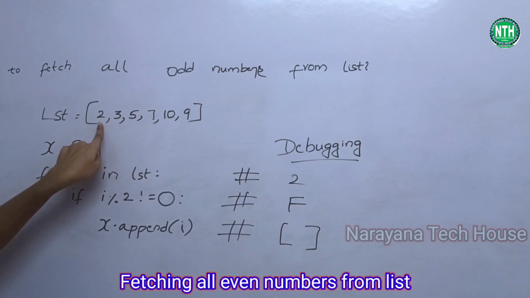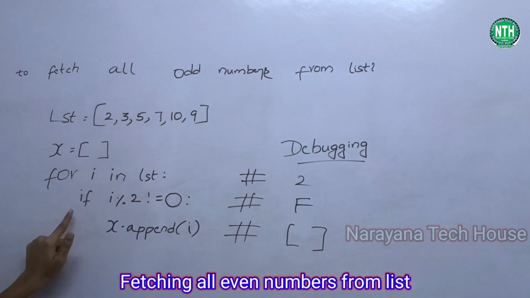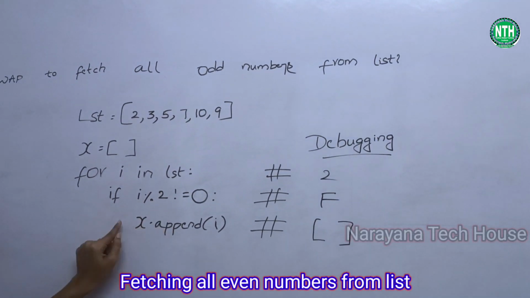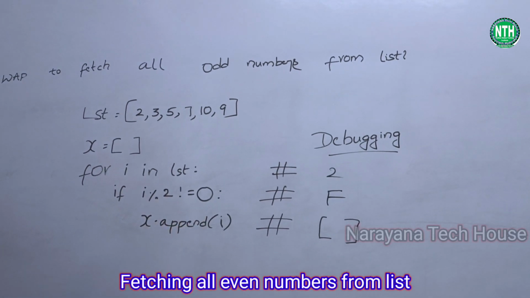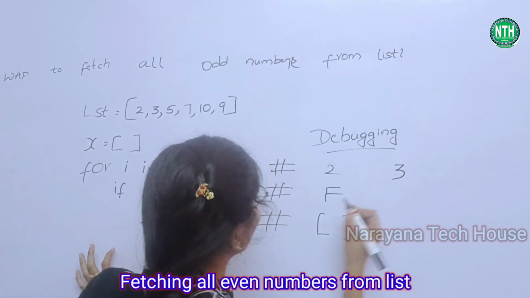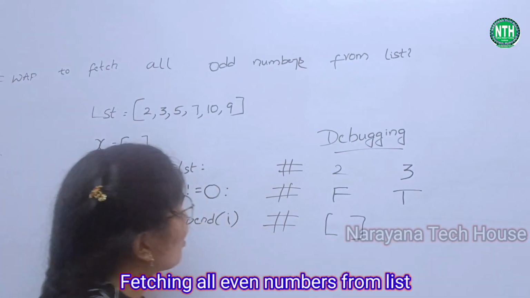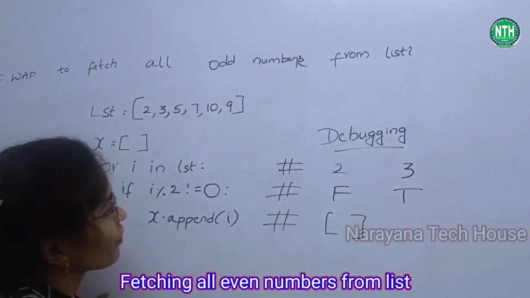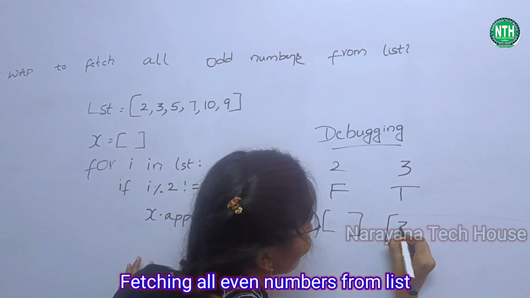And again the element is 3. Here i is 3. 3 modulus 2, so the result is 1. So 1 not equals to 0. It will be true, so it will be added to the list.